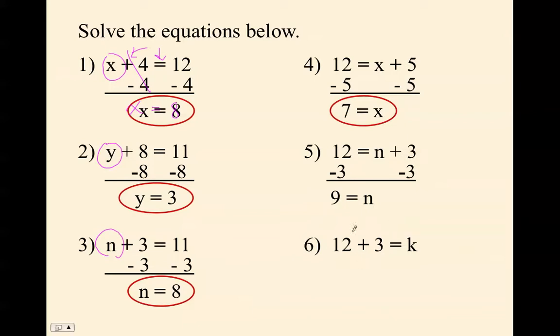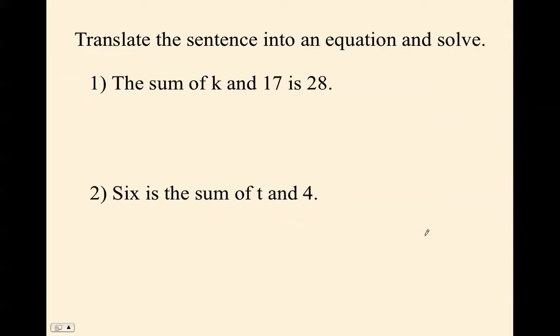Now take a look at number 6. The variable is already isolated. You don't have to do anything. You just simply need to add 12 plus 3. And when you do that, you end up with 15. All right, pretty easy breezy lemon squeezy.